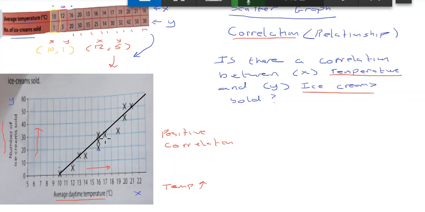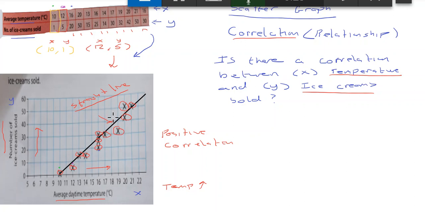Another way to think about it is that if we look here, we have a straight line. Now, we have all of these individual points here, and we can see some of them are under the line, some of them are on the line. So some of them are below, some of them are above, and some of them are on the line.